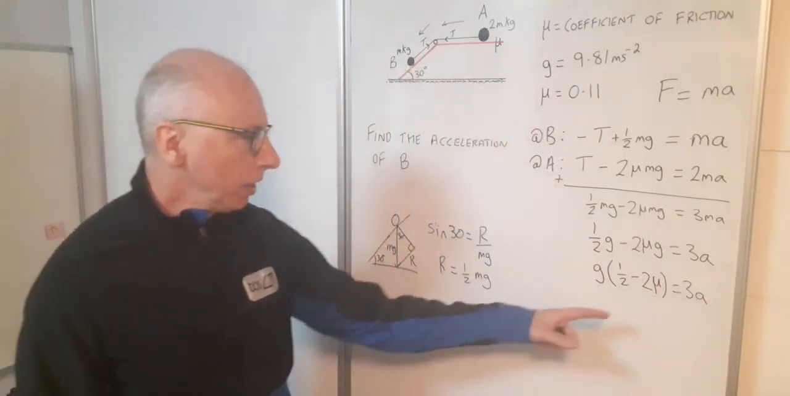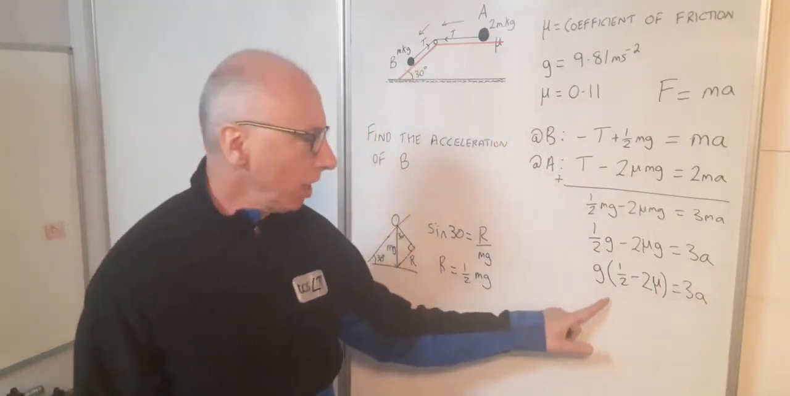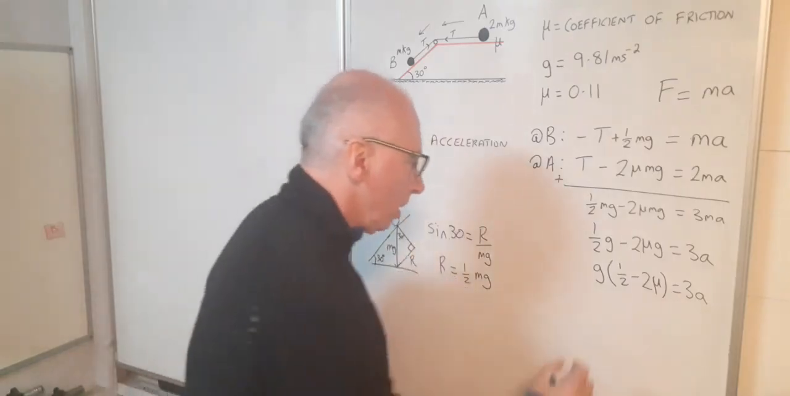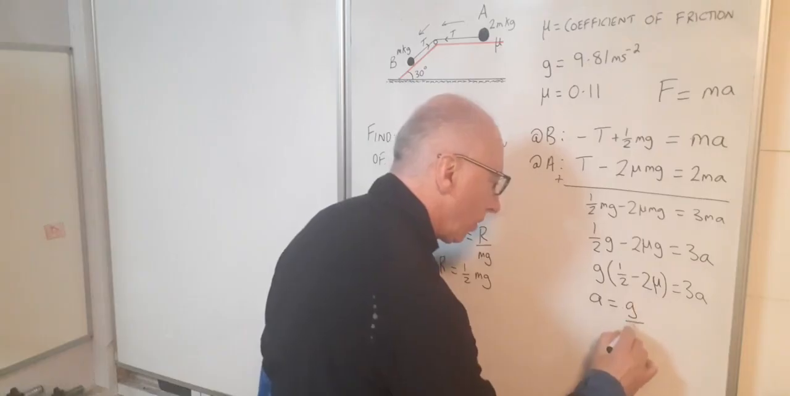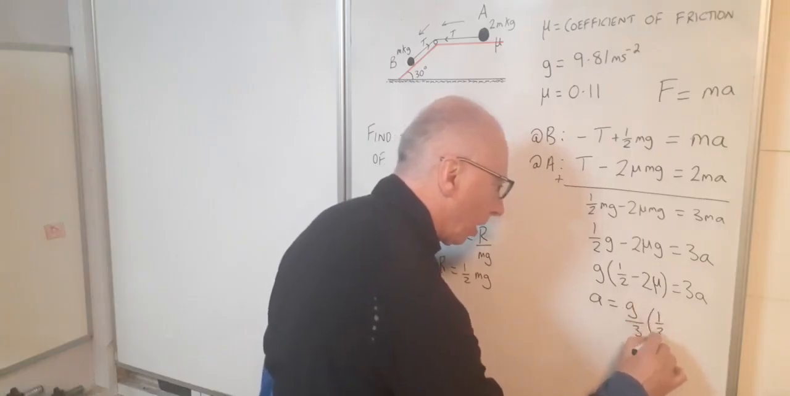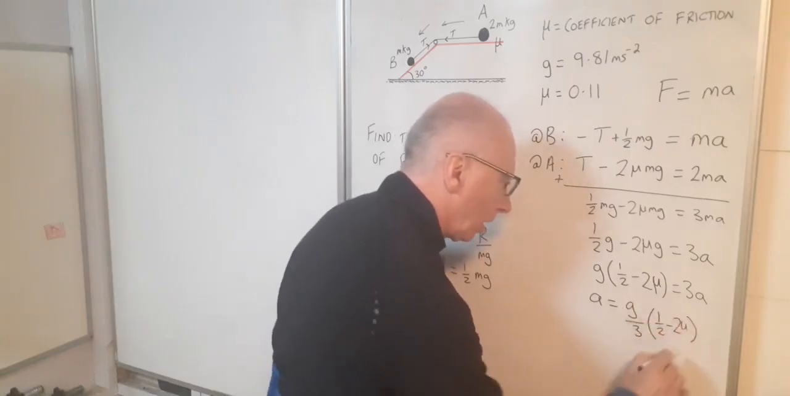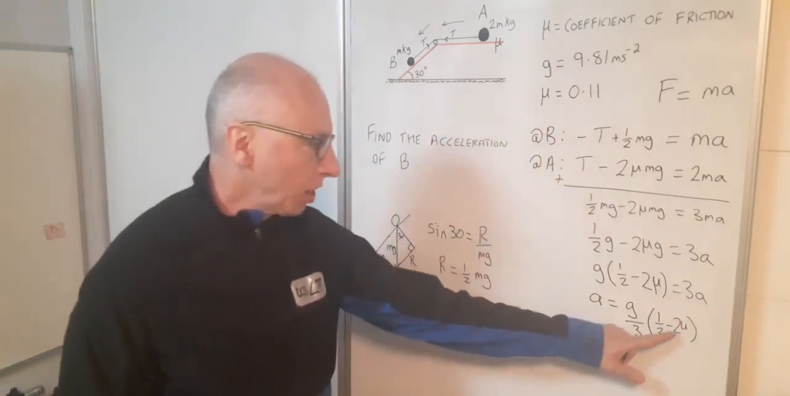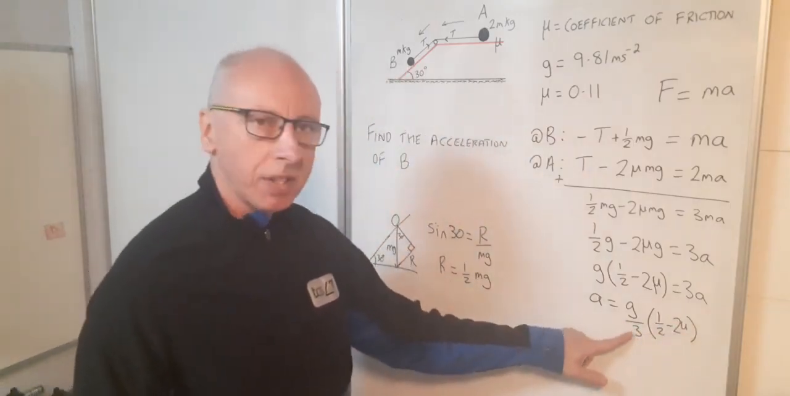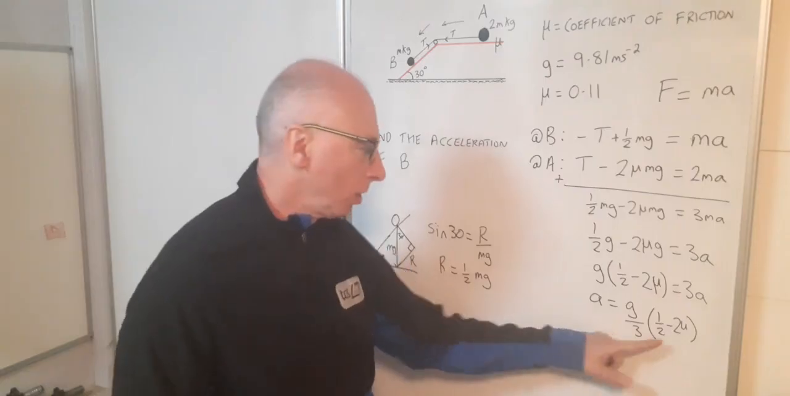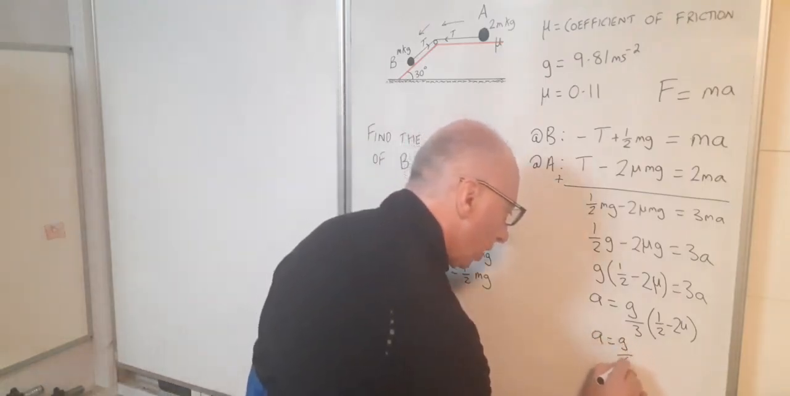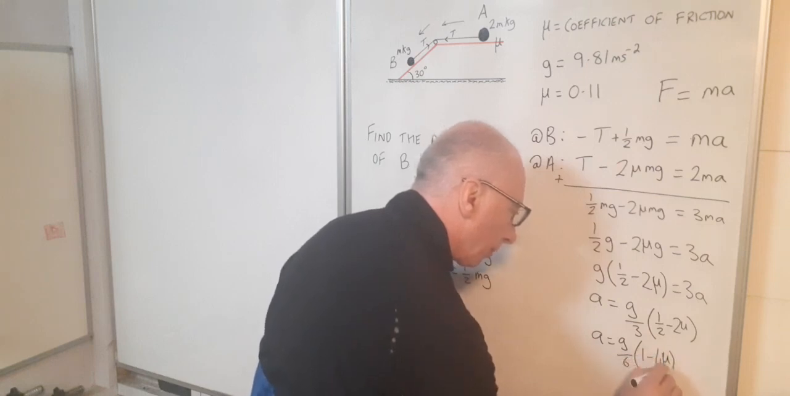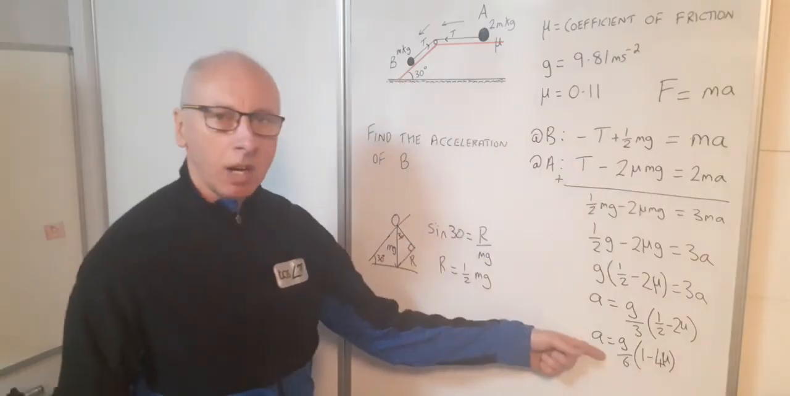Okay, now what I need to do is just divide both sides by 3, and then I'll get a on its own. So then I've got a equals g over 3, times 1/2 minus 2 mu. Then if I want to just get that fraction out of there, I can divide this by 2 and multiply all of this by 2, in which case I'll get a equals g over 6, times 1 minus 4 mu. So that'd be our acceleration.